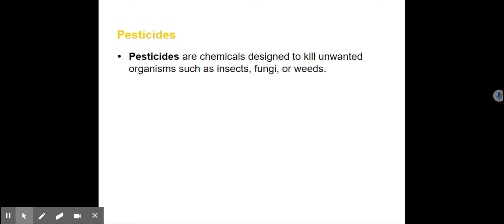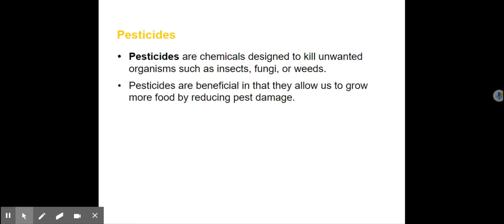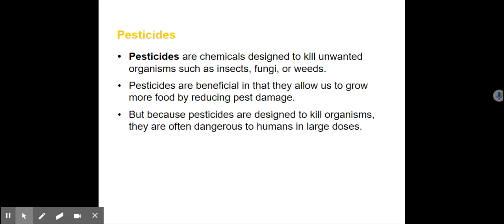Pesticides. Pesticides are chemicals designed to kill unwanted organisms such as insects, fungi, or weeds. Pesticides are beneficial in that they allow us to grow more food by reducing pest damage. But because pesticides are designed to kill organisms, they are often dangerous to humans in large doses.